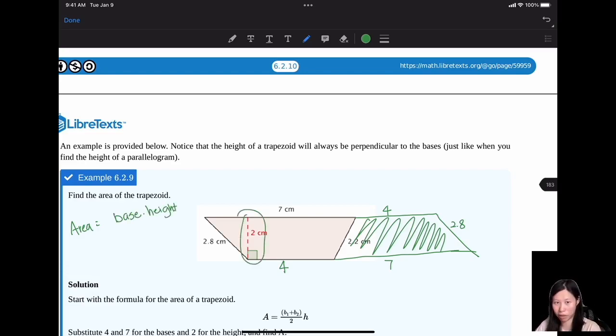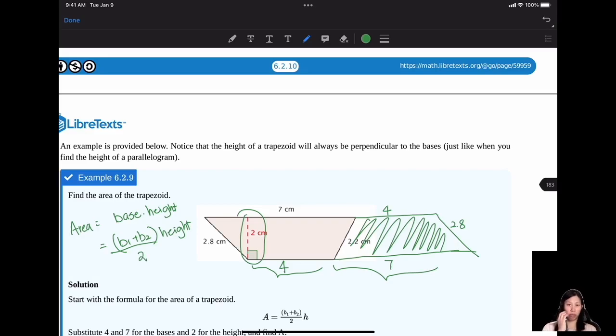So what about the base? Look at this new parallelogram. The base is equal to what? The smaller base and the longer base, right? The bigger base. So we have one base plus another base, and then times height. That gives you the area of the parallelogram. However, the trapezoid is only half of the parallelogram. So that's why we need to divide it by 2. So that's how you get the area of this trapezoid.